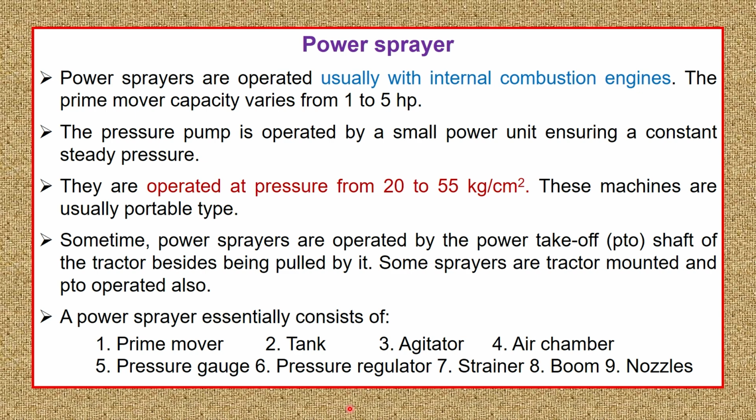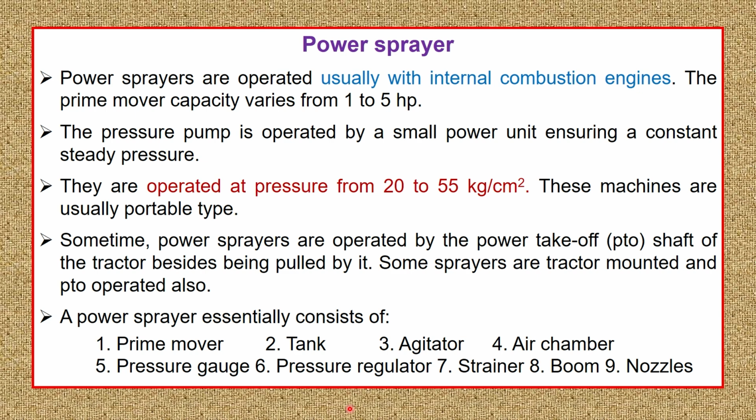So these machines are usually portable ones, where the power source of that sprayer is an engine of 1 to 5 HP, only then are they portable. Sometimes power sprayers are operated by the PTO of a tractor. In such cases, the size and capacity of the sprayer will be big, and they can cover a large area per unit time. They are always mounted at the rear of the tractor, and that's how they utilize the PTO power of the tractor to operate the pump.